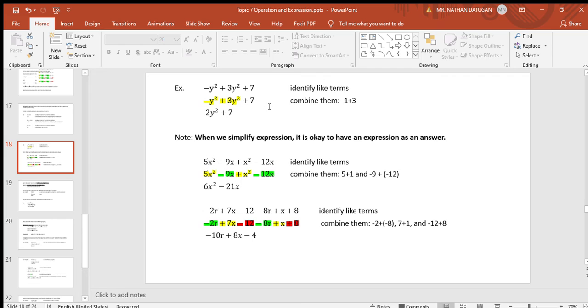And the 7, does it have a like term? No, it's not. So we're just going to leave it as is. Again, when we're simplifying like terms, it's okay to have an expression as an answer. Again, we're not solving it, we're not evaluating it, so it's okay to have a long answer when we're simplifying an expression.